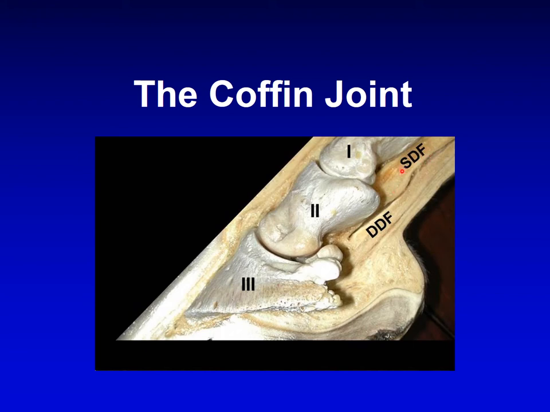This is the superficial digital flexor, which basically inserts on P1 and P2, the palmar aspects of P1 and P2. The joint that we are concerned about now is the coffin joint. This joint right here, which is an articulation between P2, P3, and the distal sesamoid bone or the navicular bone. So this is the joint that we will be talking about here.